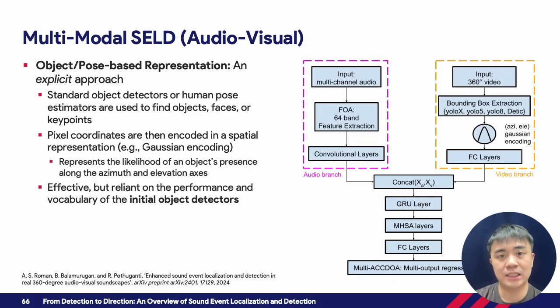The alternative is an explicit approach, using object or pose-based representations. As shown here, you first run a standard object detector like YOLO to find all the objects, faces, or human poses in the video frame. The pixel coordinates of these detections are then encoded into a spatial representation, for example, as a Gaussian map, which is then fused with the audio features. So this can be highly effective, but its performance is completely dependent on the quality and vocabulary of your initial object detector. So in other words, if it fails to detect an object, the SELD system may very likely be blind to it as well.